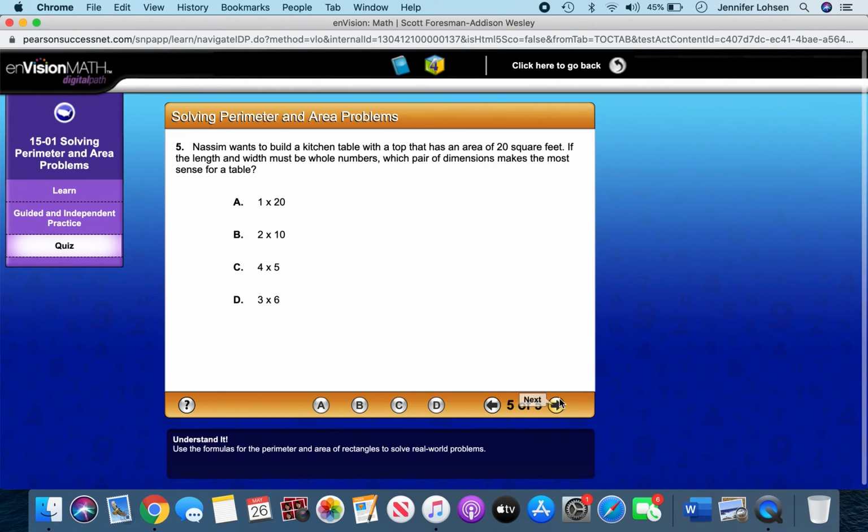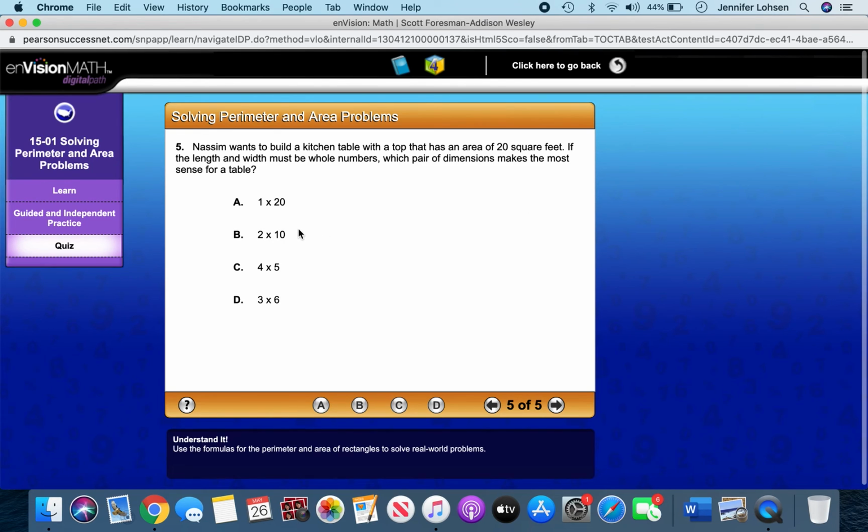And then the last problem: Nassam wants to build a kitchen table with a top that has an area of 20 square feet. If the length and width must be whole numbers, which pair of dimensions makes the most sense for a table? You can think about it like this: you would have 1 by 20, so 1 tile by 20 tiles. It would be this long and this thin. Do you think that would make sense for a kitchen table to have a super long table? You could literally fit 20 chairs going down the sides of it. Does that make sense? I don't think so.